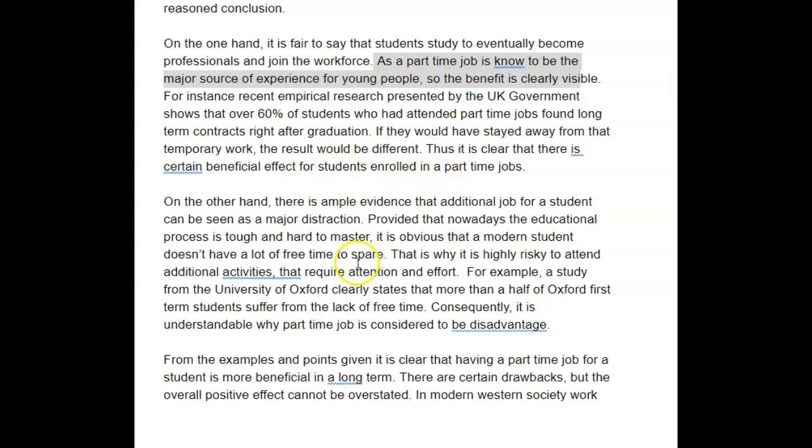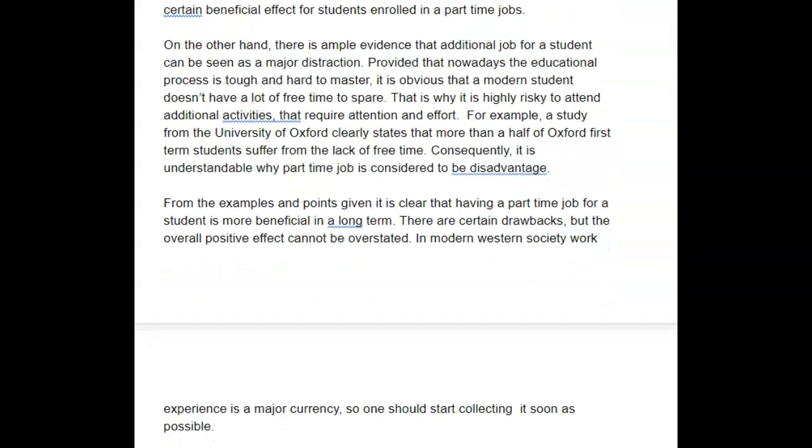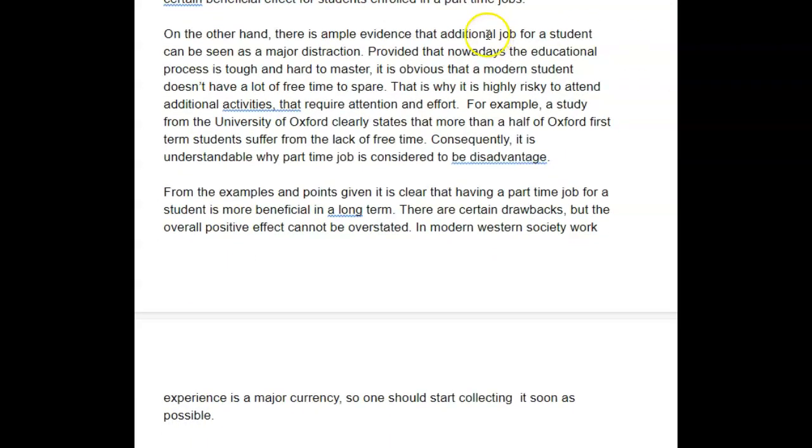And then we're fine. Let's move on because I spent a ton of time on that paragraph. Let's keep going. On the other hand, there is ample evidence that additional jobs, not additional jobs, that just working or a job. Additional jobs means they have one job and they're getting a second one. Can be seen as a major distraction, provided that nowadays the educational process is tough and hard to master. It is obvious that a modern student doesn't have a lot of free time to spare.